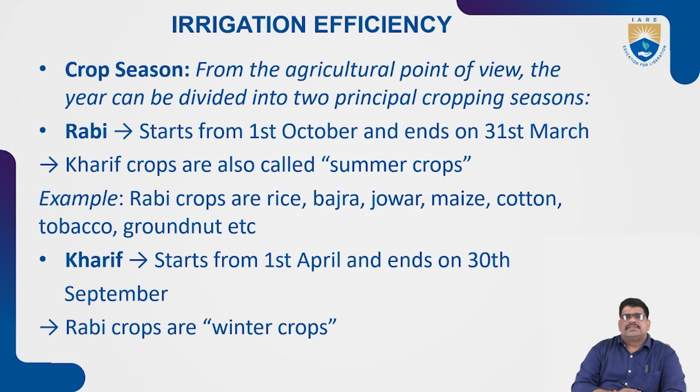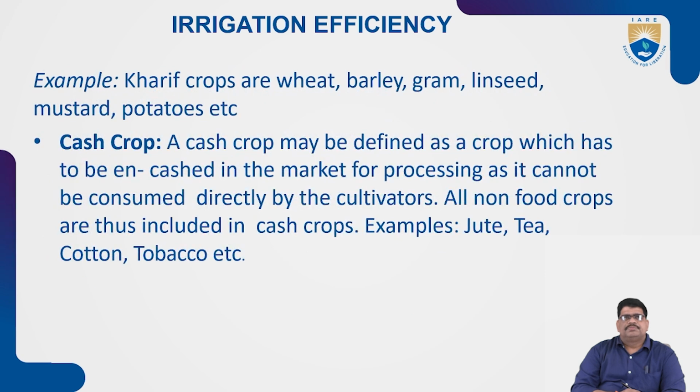Next, crop season. Let us see some points related to our topic. From the agricultural point of view, the year is divided into two principal crop seasons. We know very well the Kharif season and the Rabi season. The Rabi season starts from the 1st of October and ends on the 31st of March. The Kharif season starts on the 1st of April and ends on the 30th of September. Rabi crops are winter crops. Examples are wheat, barley, gram, linseed, mustard, potatoes, etc.